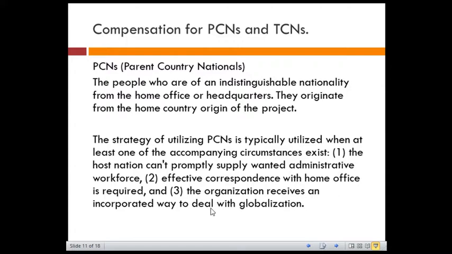The strategy of utilizing PCNs is typically used when at least one of the accompanying circumstances exists. One, the host nation could not promptly supply wanted administrative workforce. Two, effective correspondence with the home office is required. And three, the organization receives an incorporated way to deal with globalization.